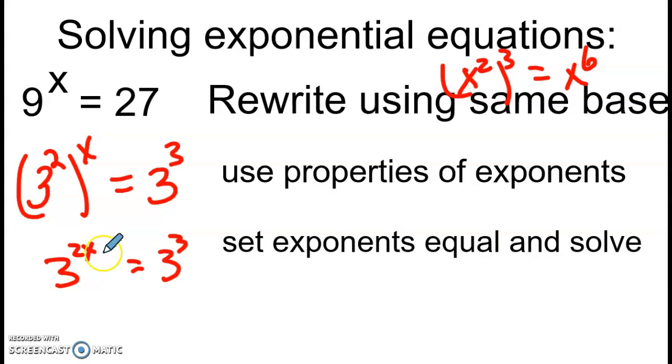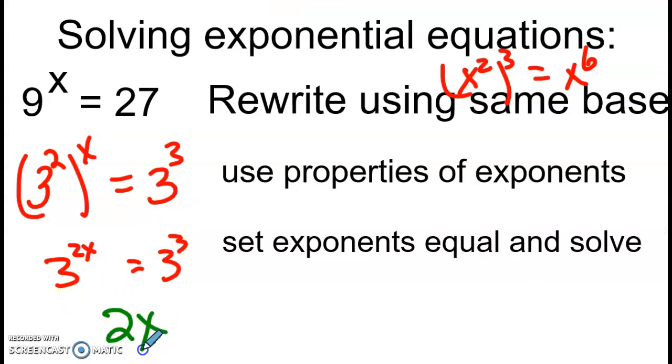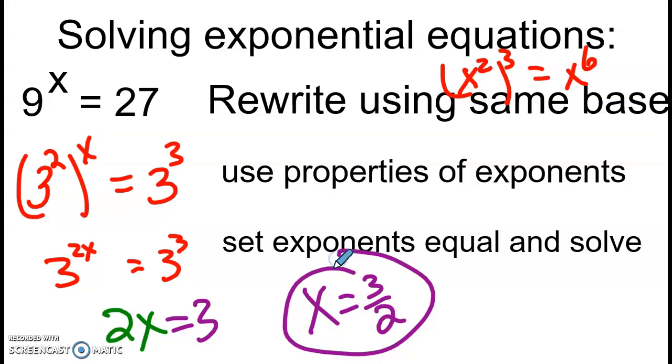3 to this power is only going to equal 3 to this power if the powers are equal to each other. So I'm going to set my exponents equal to each other. So x is 3 halves. That's my answer: 9 to the 3 halves equals 27. We can check that on our calculator if we want, or I can just think in my head, let me see, 9 to the 3 halves.